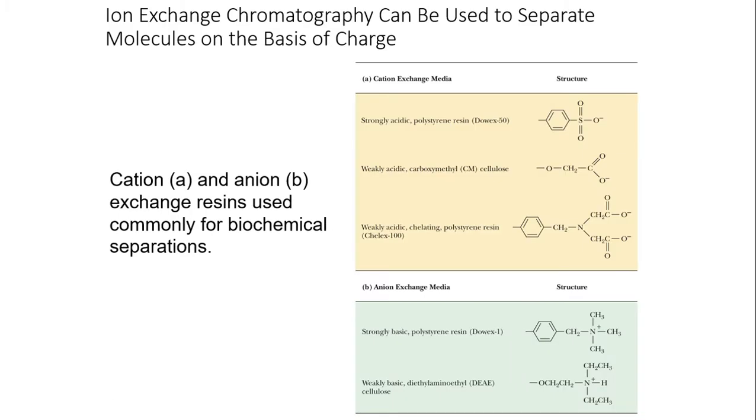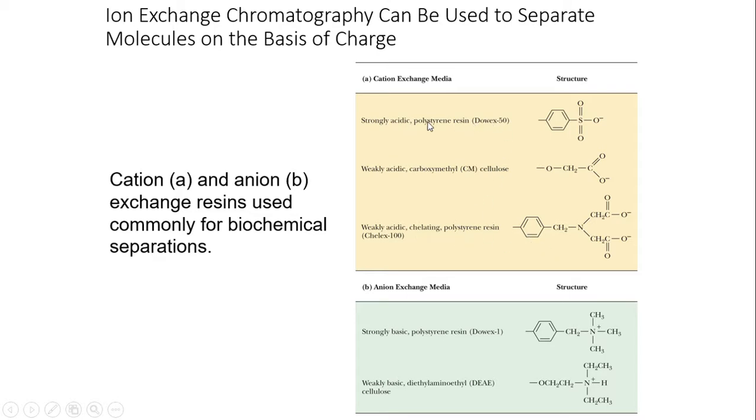Ion exchange chromatography also can be used to separate molecules on the basis of charge. So this doesn't have an actual picture of a setup, but how this works is we have what are called resins, and these are going to be little beads. For example, this is a polystyrene resin, and it is acidic. So this is used in cation exchange. So we've got a negative charge here. This one is weakly acidic, a form of cellulose, and this also is weakly acidic, also a polystyrene chelating agent.